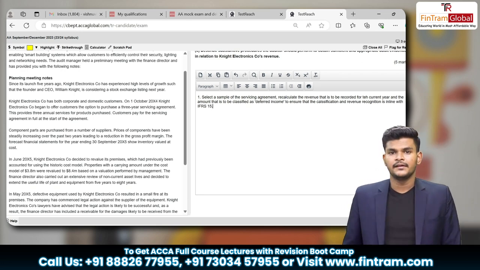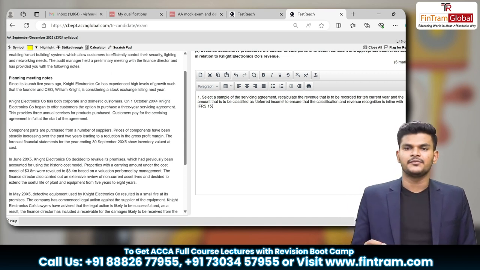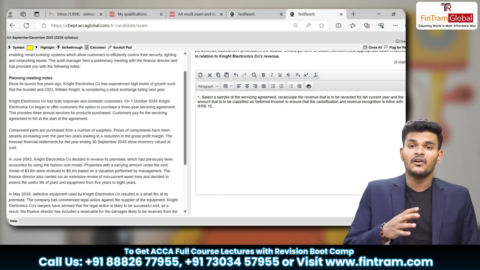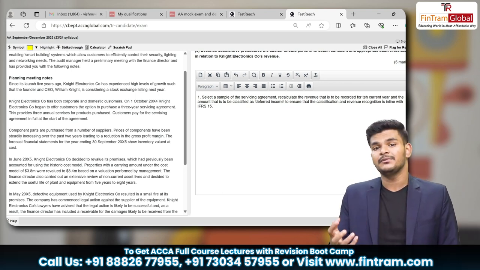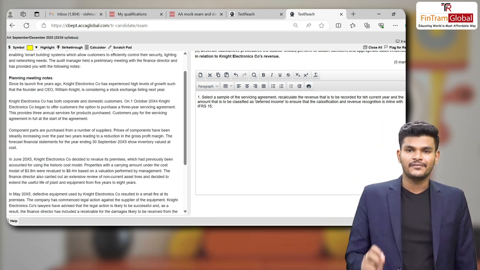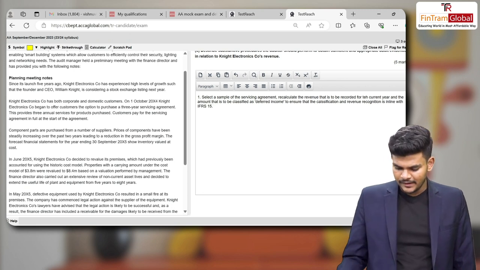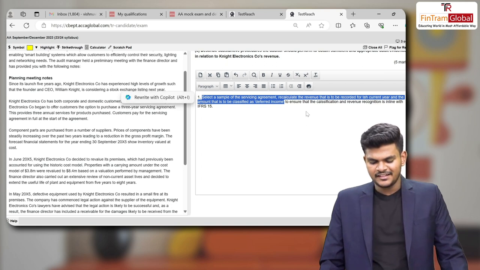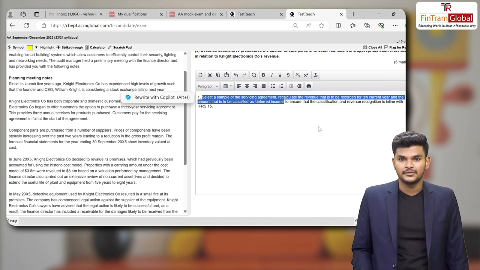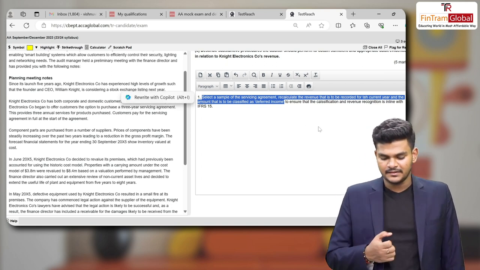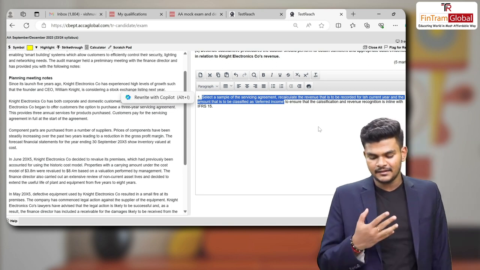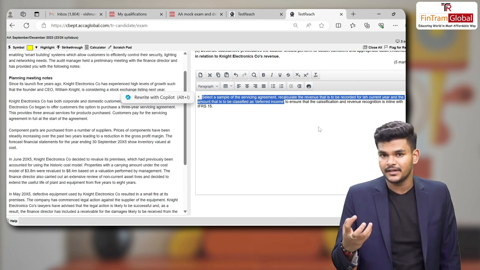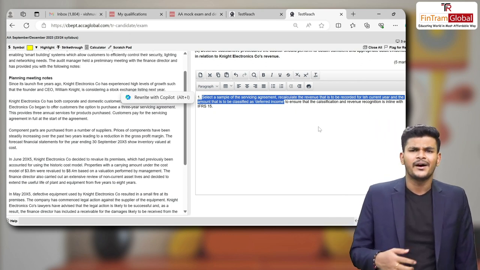Okay, folks. Now, whenever you're writing a substantive procedure, ensure that it includes two elements. Okay, folks, what needs to be done and why we should do it. And you have to be very specific about it as well. Okay, folks. Now, in this particular procedure, what I've highlighted here is basically the what needs to be done portion, right? We are selecting a sample of the servicing agreement. We're recalculating the revenue that needs to be recorded for the current year and what needs to be included for deferred income, right?